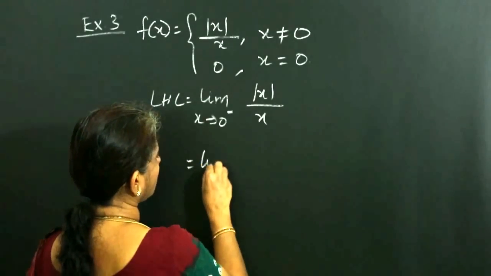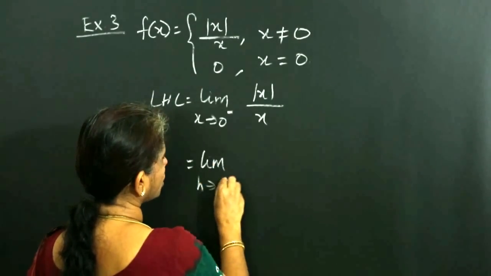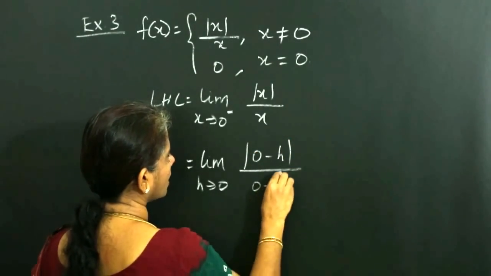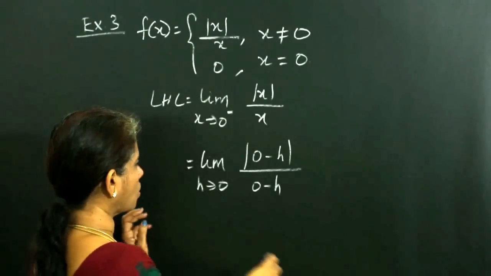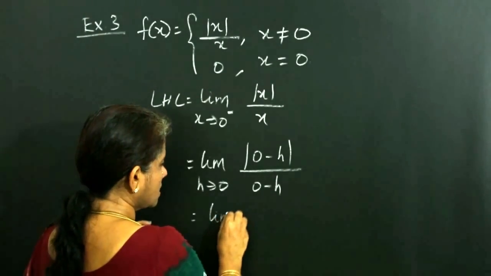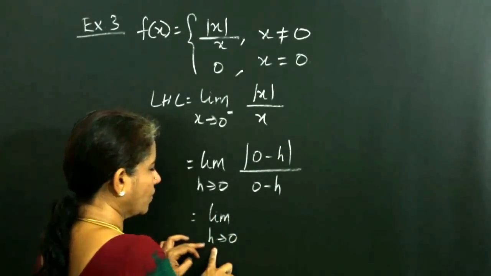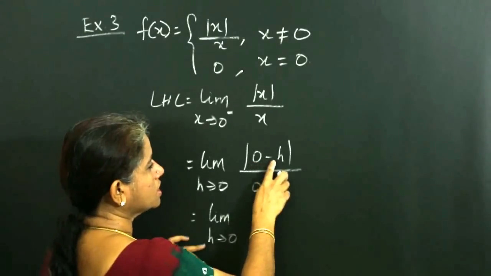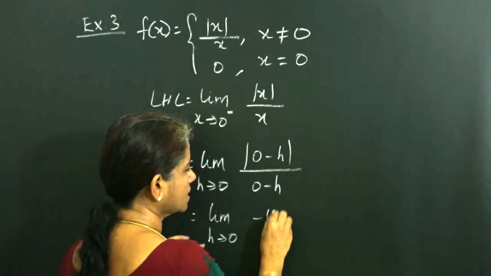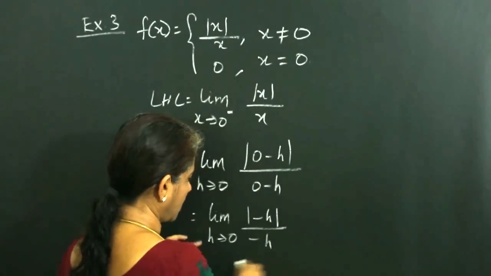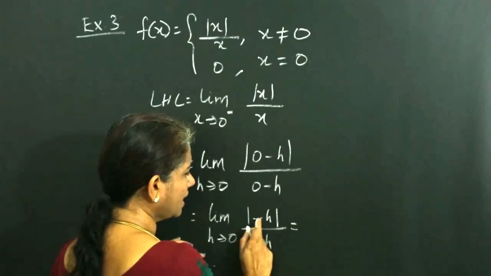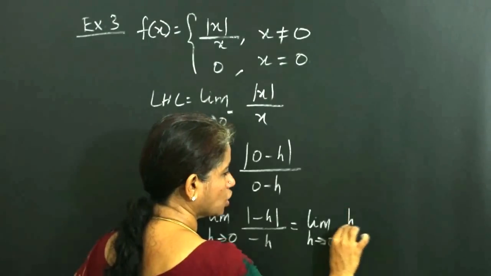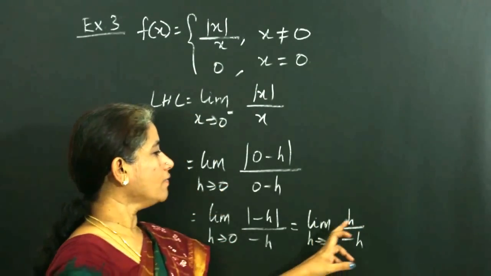Now, our next step is going to be limit h tends to 0. Wherever x is there, replace by 0 minus h, because it is going to be a number smaller than 0. This is same as limit h tends to 0, and h is a very small positive number. Therefore, 0 minus h is going to be minus h, so modulus of minus h divided by minus h, and as h is positive, this is going to be h divided by minus h.